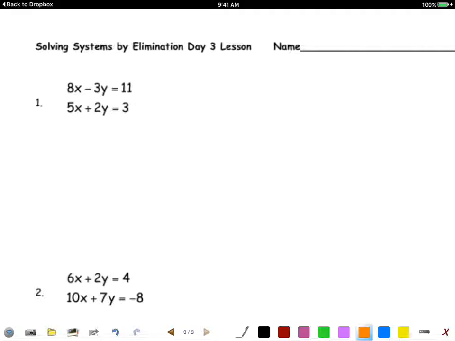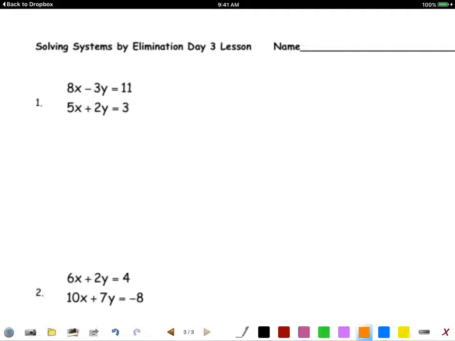Okay, so on the first day when we did elimination, our X's or our Y's eliminated. They canceled right away. Yesterday, our variables did not eliminate, so we had to find a number that we could multiply either the top equation or the bottom equation by something so that we could get them to eliminate.